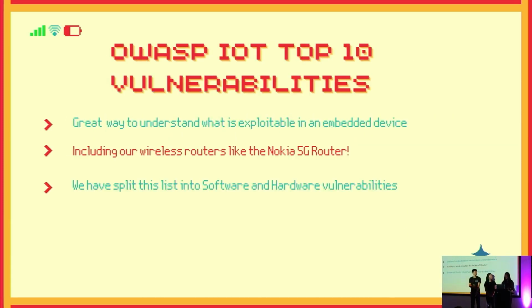So you're probably wondering, why are we talking about OWASP IoT top 10 vulnerabilities? Well, you realize that there are a lot of things that cross over between the IoT top 10 vulnerabilities as well as embedded device vulnerabilities. So it's a great way to understand what is actually exploitable in an embedded device, including our wireless router, which is the Nokia 5G router. For your ease of understanding, we've split up these vulnerabilities into software and hardware vulnerabilities.